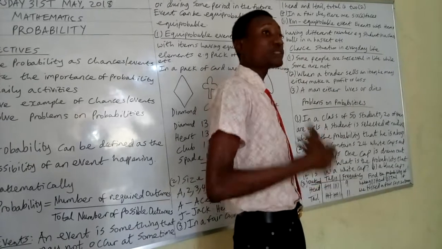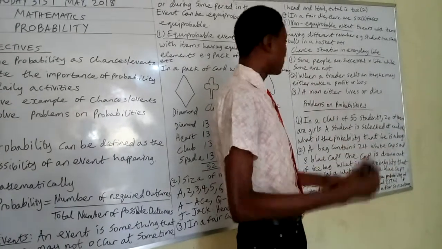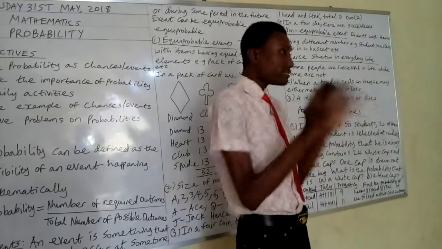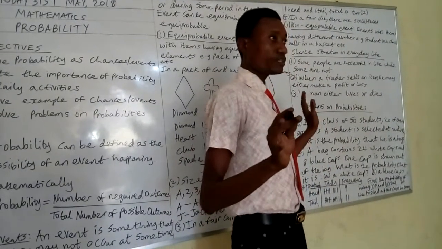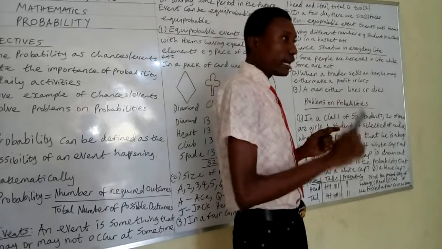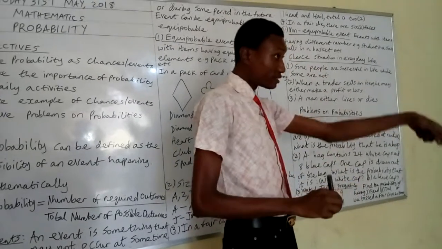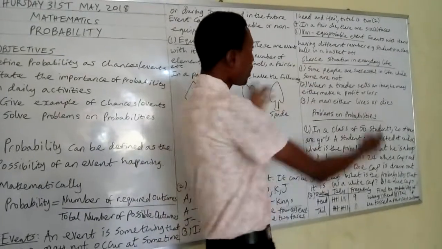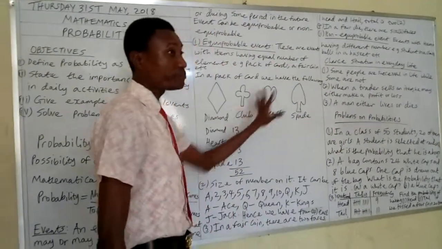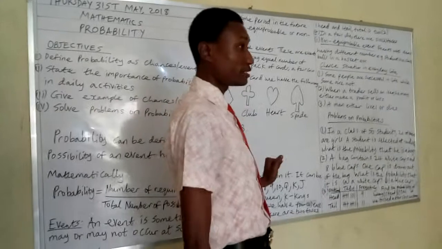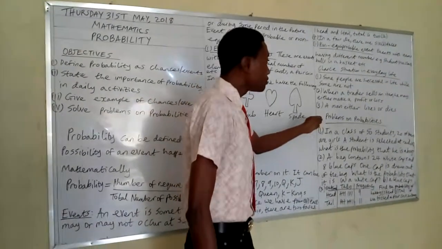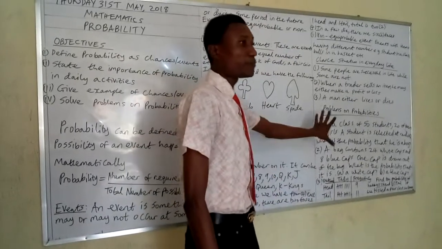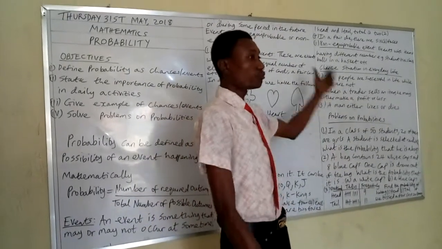Now, all this we can calculate the probability. A man either lives or dies. That one is sure. Is it that the person lives or the person dies? Now, with all these that we have, we have the background knowledge of probability. We have to go through the problems of probability, then we calculate.